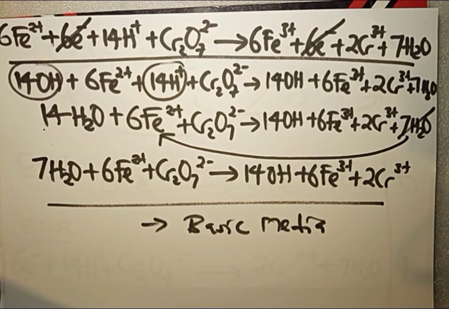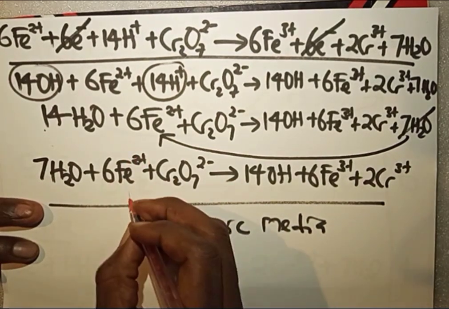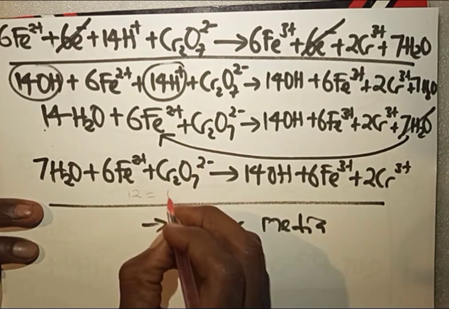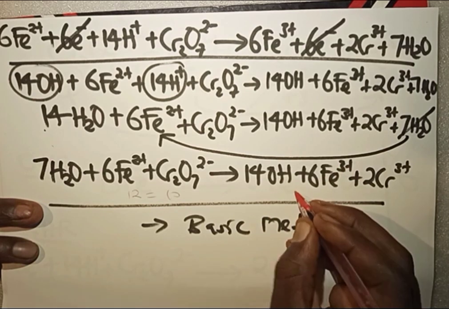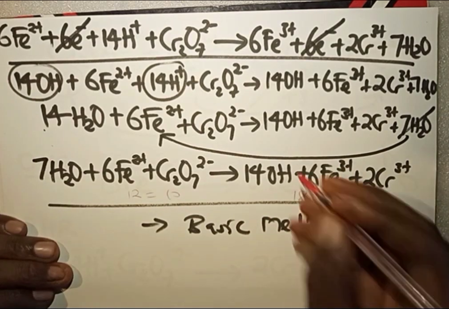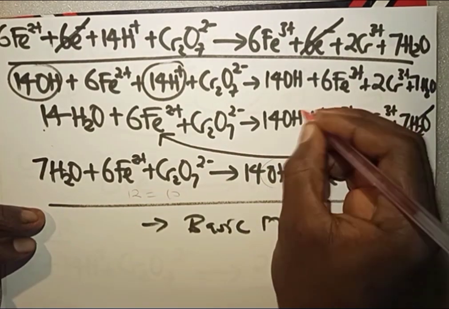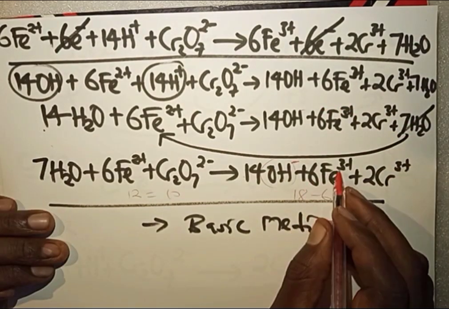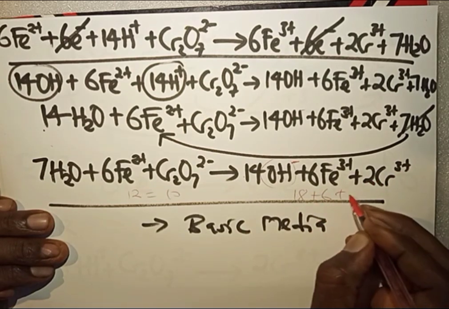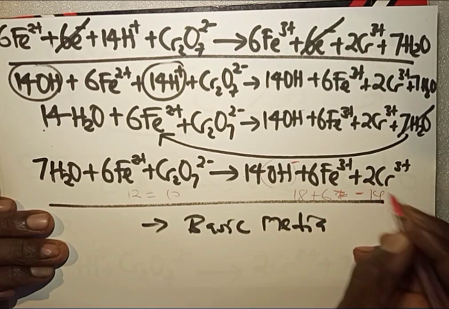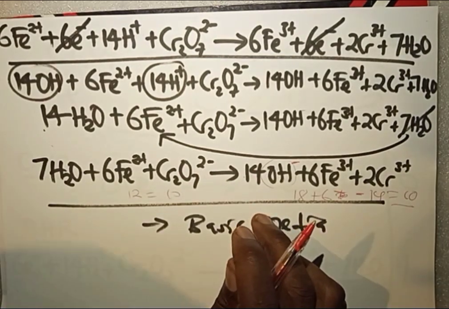That's all. If you want, you can counter check. 2 times 6, 12, minus 2, 10. 6 times 3, 18. By the way, this is negative since it is hydroxide. Good. Hydroxide should be negative. So 6 times 3, 18. 2 times 3, 6, plus, minus actually, minus 14. It will give us 10 also. So 10, 10. Everything is balanced.